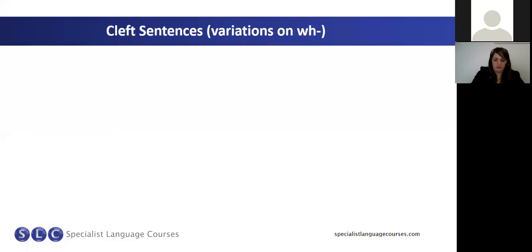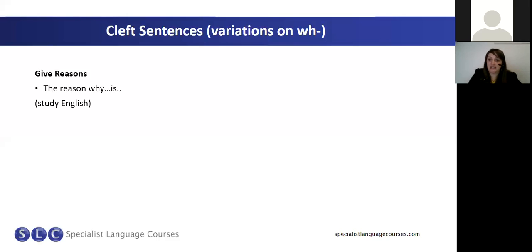Okay, so we've seen one variation. You can use the thing instead of what. You can also use cleft sentences to give reasons. So we can say the reason why is. So we're going to look at an example here. The reason why. Our topic is study English, and what's the reason? Can you write your ideas in the chat box, please?